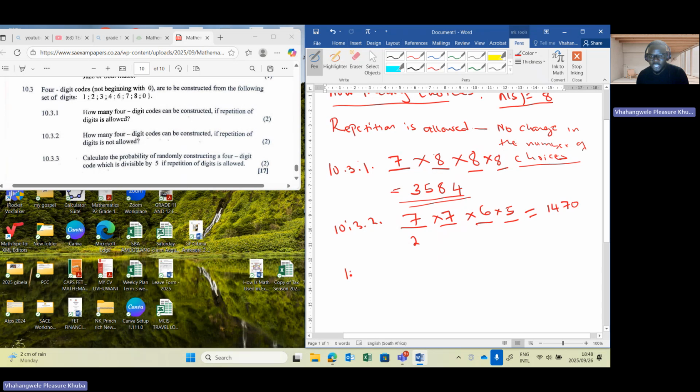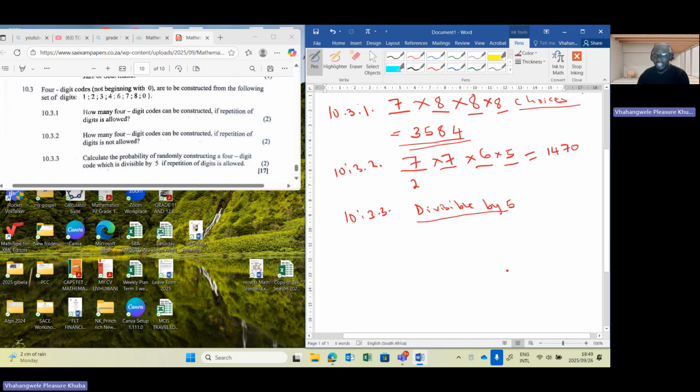Let's now finalize our question. We have 10.3.3, which says calculate the probability of randomly choosing a code which is divisible by 5. Remember, the probability of something is equal to the outcomes of that particular something divided by the total. There we have an interesting word: divisible by 5. It's a very, very important word.